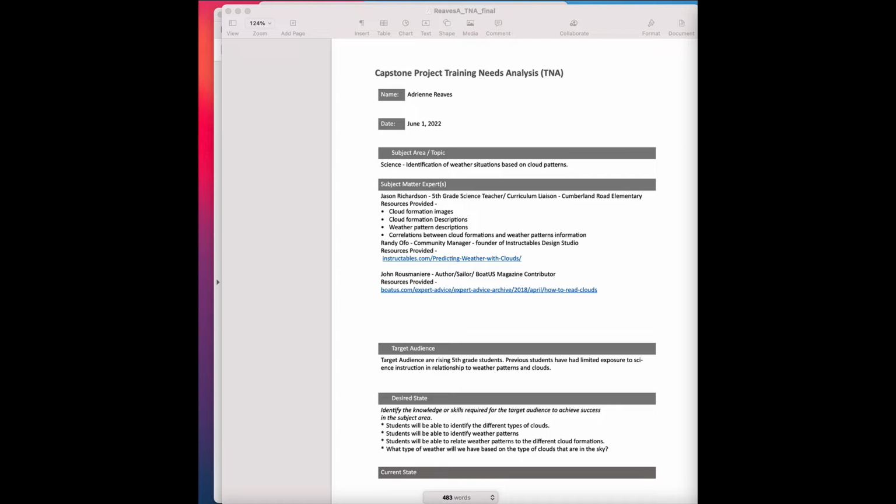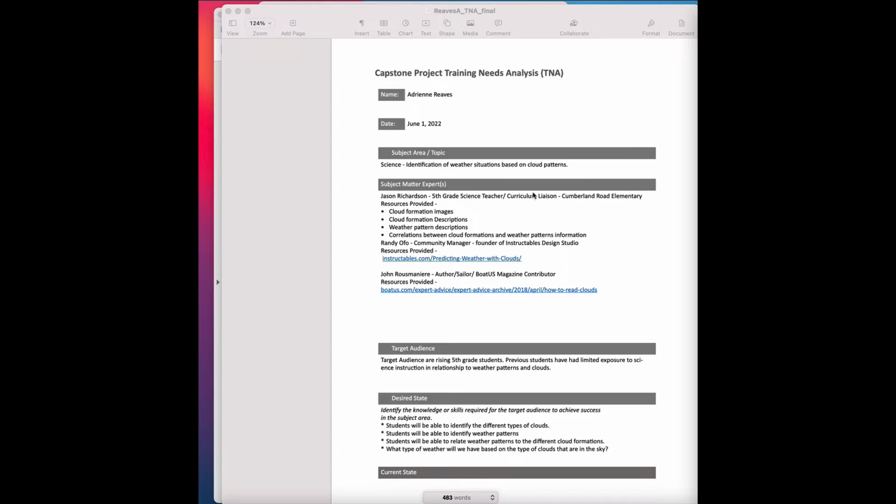When completing the training's needs analysis, I was able to pinpoint the target audience I wanted to pursue. Once I determined that I wanted to work with elementary students, looking at the required standards needed for 5th grade enabled me to determine the gap in their knowledge based around weather phenomena, patterns, and clouds. These are areas they will need to know by the end of 5th grade.